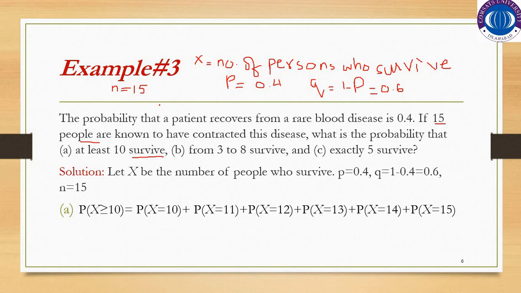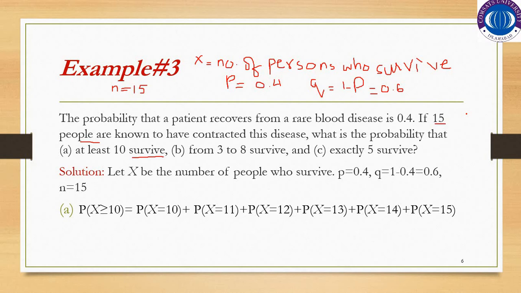Now the third property is that the probability of success remains constant from trial to trial. Here we have probability of success 0.4, that is the probability that a patient recovers from a rare blood disease. We have 15 persons. If we select the first person to examine, here the probability of recovering is 0.4. For the second person, third person, fourth person, up to the 15th, this probability of recovering will remain the same, that is 0.4. So the third property is satisfied here.